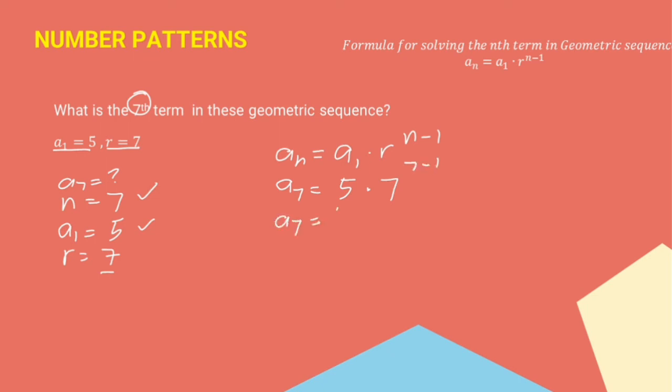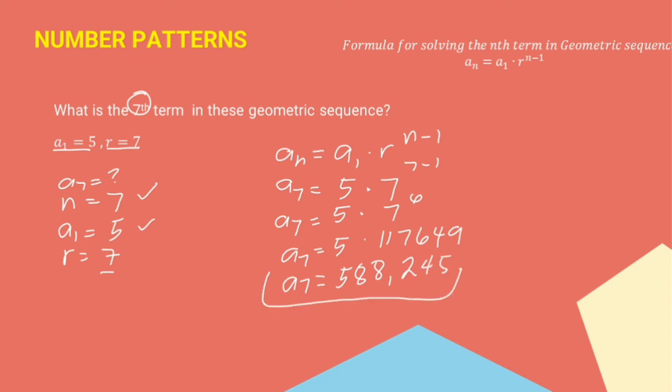So, a sub 7 equals 5 times 7 raised to 7 minus 1, which is 6. And then a sub 7 equals 5 times 7 raised to the 6th power. 7 raised to the 6th power is 117,649. Now, after that, getting a sub 7, we multiply it by 5. So, that is 588,245. So, this is our answer for example number 2.